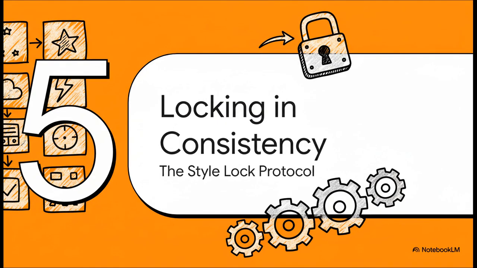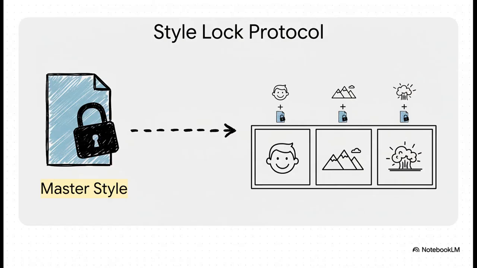So, you've matched the style for one panel. Fantastic. But now you have to do it again, and again, and again, for 50 or maybe 100 more panels. How do you make sure panel 50 looks identical in style to panel 1? For this, we need a protocol. The solution is actually surprisingly simple. It's called the Style Lock Protocol. You create one master style prompt that perfectly describes your art direction. Then, for every single panel you generate, you copy and paste that exact same block of text. The scene description will change, of course, but the style prompt is locked in.